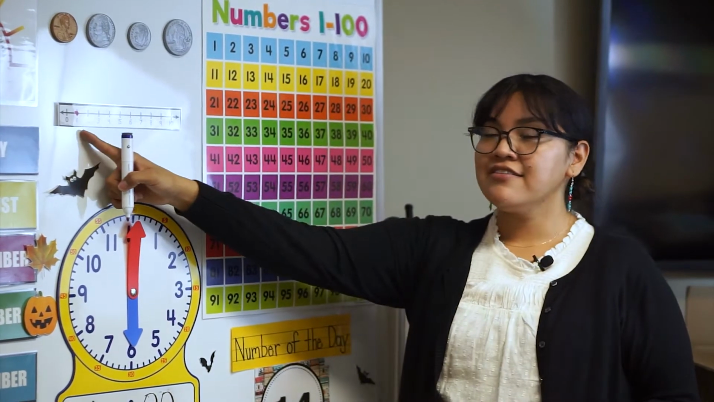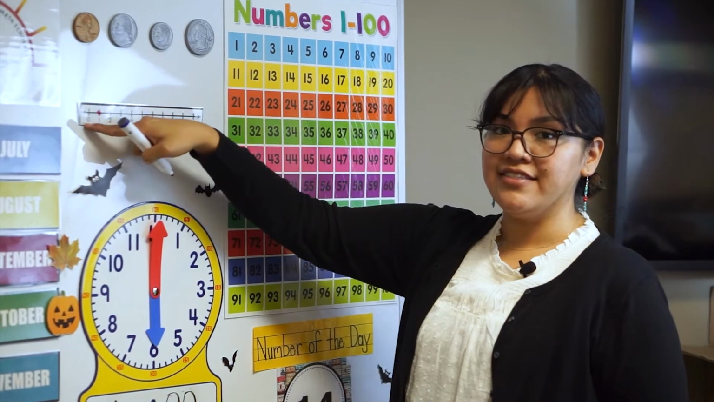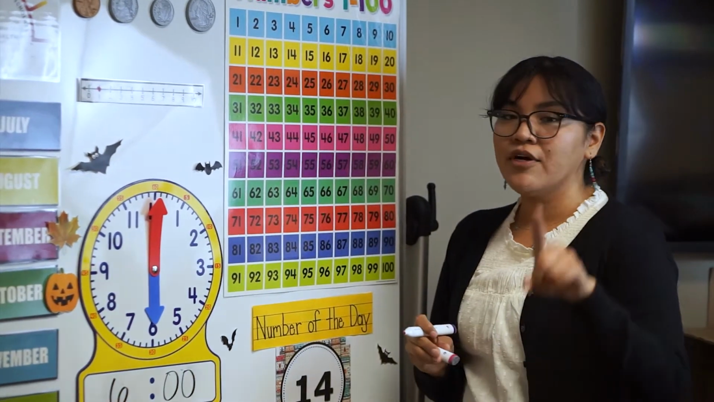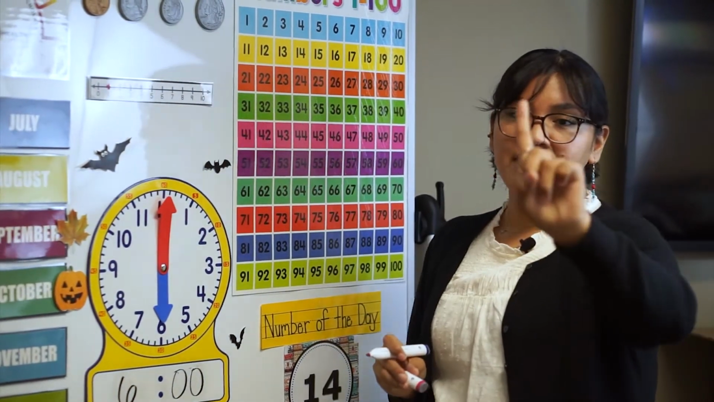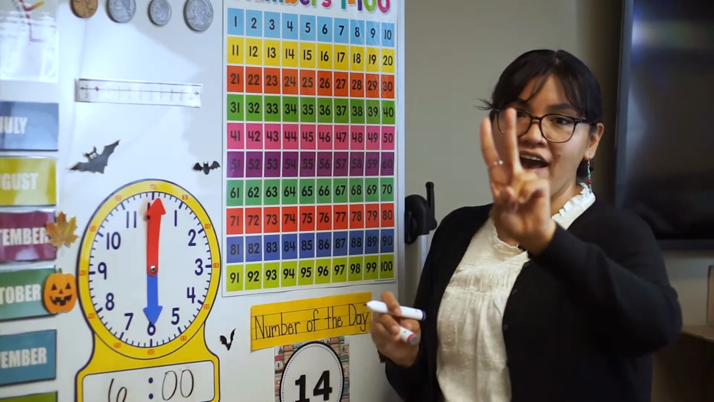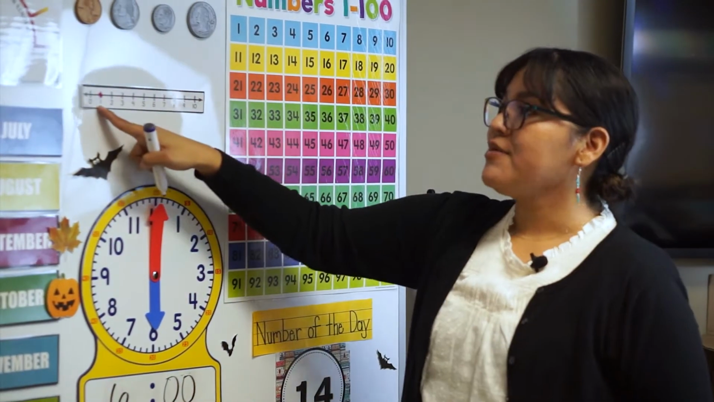What's 1 less than 1? If you look over here, 0. What's 1 more than 1? So if we have 1 finger up and we add 1 more, how much do we have? 1, 2. So 1 more than 1 is 2.